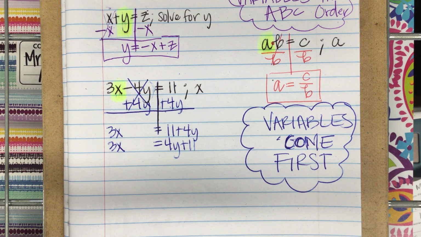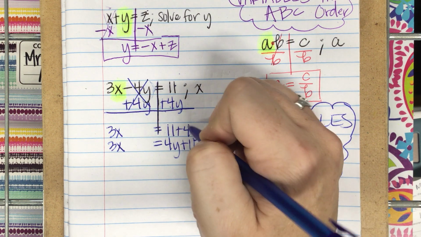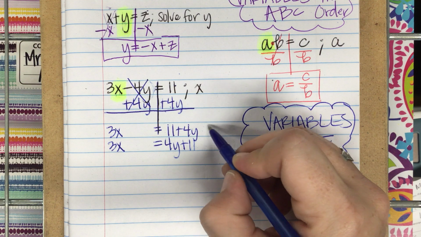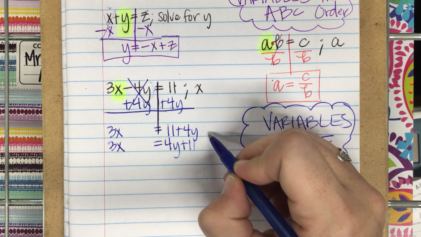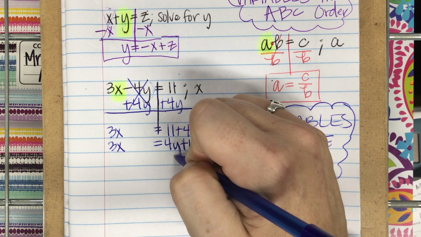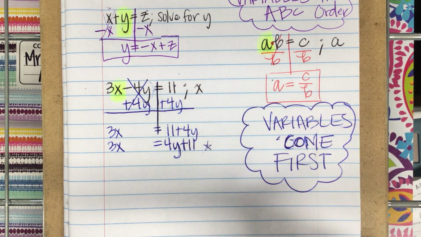Now I get it. This is the beginning. These are new things. Both of these are the same. Do you agree that both of those are the same? Yes. What property tells me they're both the same? The commutative property of addition. They're both the same. This guy's better.